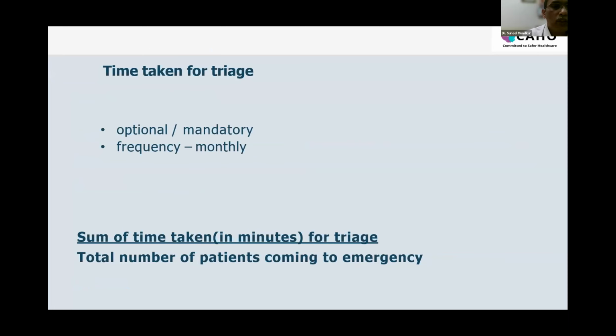It becomes mandatory because most hospitals do have an emergency department, and this has to be collected daily for every patient and evaluated monthly. The indicator is very simple: sum of time taken in minutes for triage divided by the total number of patients coming to the emergency. Please note that there is no multiplier.